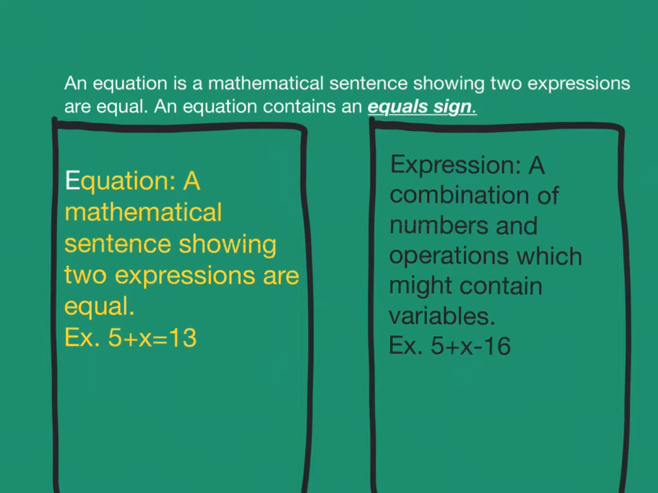So the difference between an equation and an expression is that an equation, again, is a mathematical sentence showing two expressions are equal. The example: 5 plus x equals 13. An expression is a combination of numbers and operations, but which might contain variables: 5 plus x minus 16. So again, when we focus on equations, we want to make sure that we are using the equal sign to find the solution.